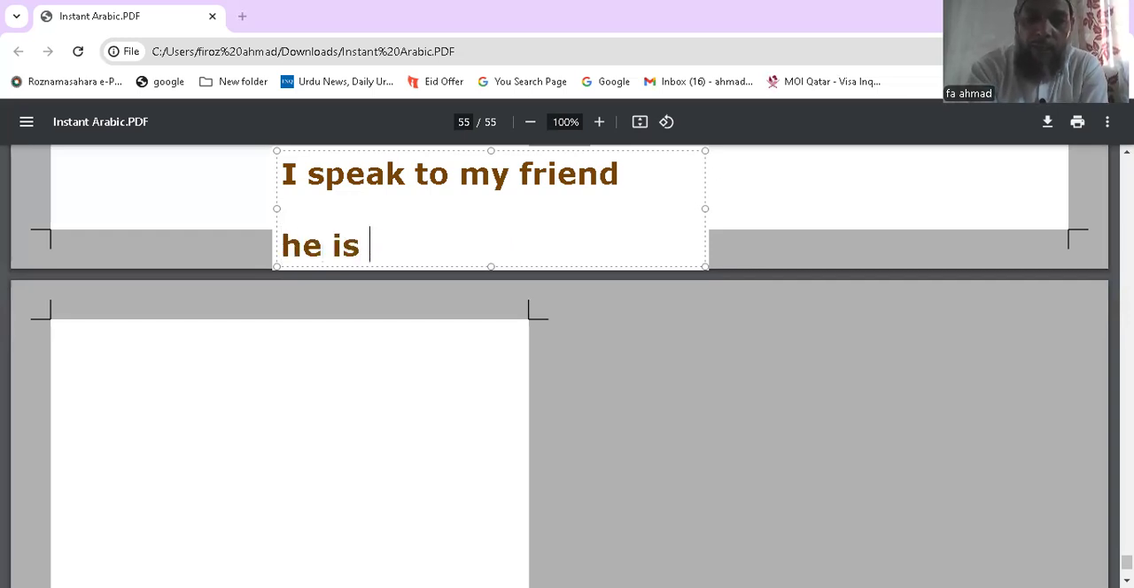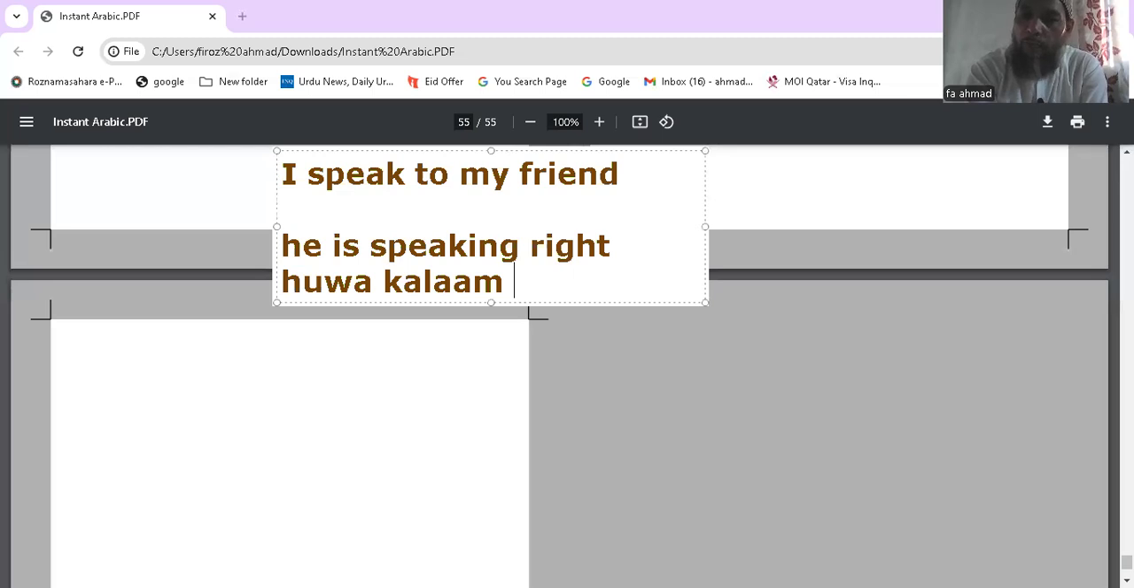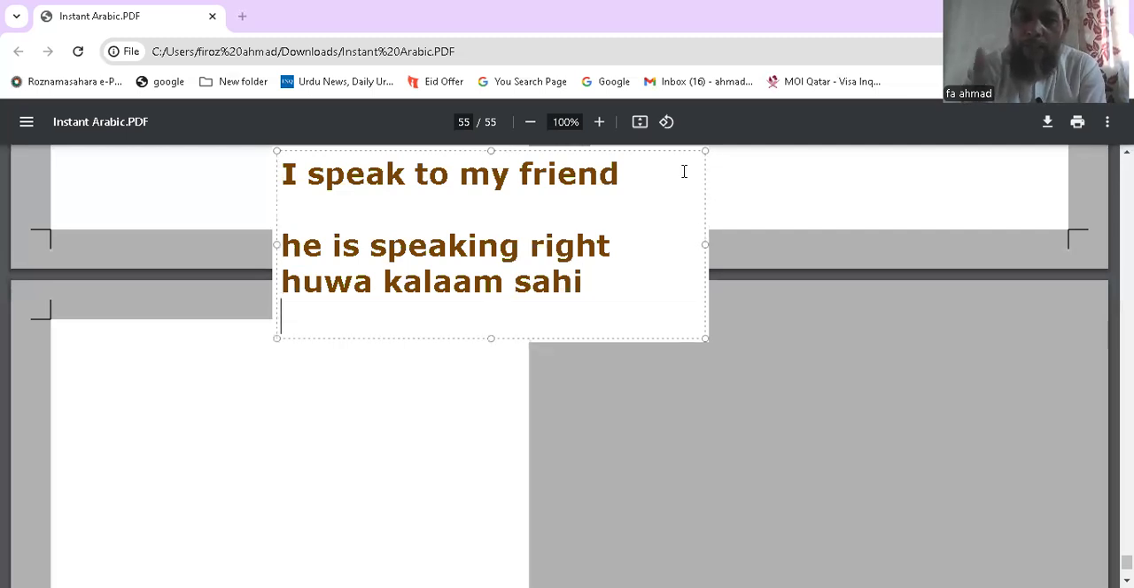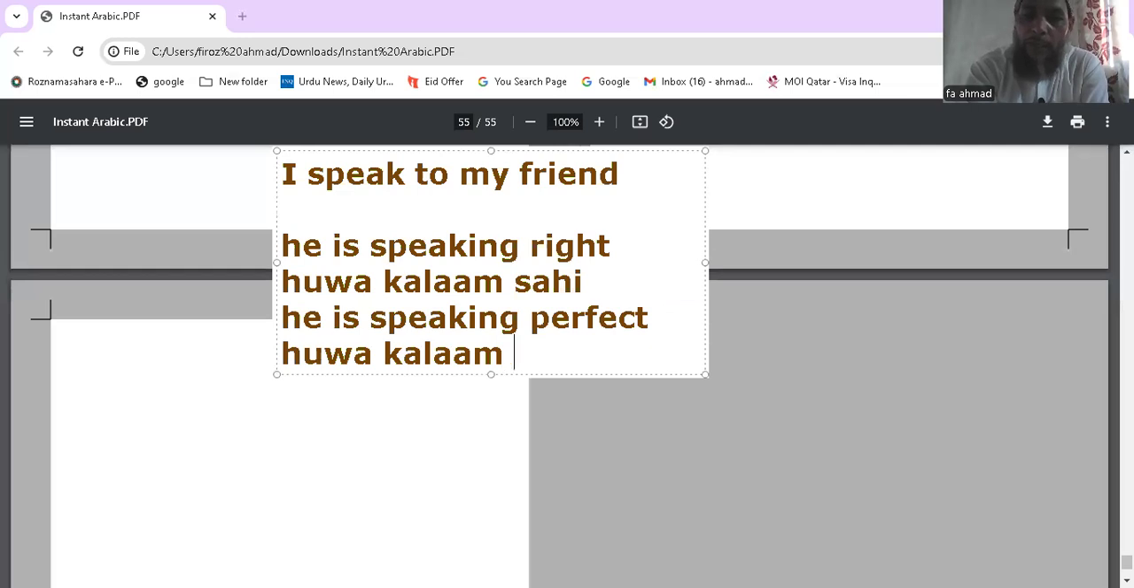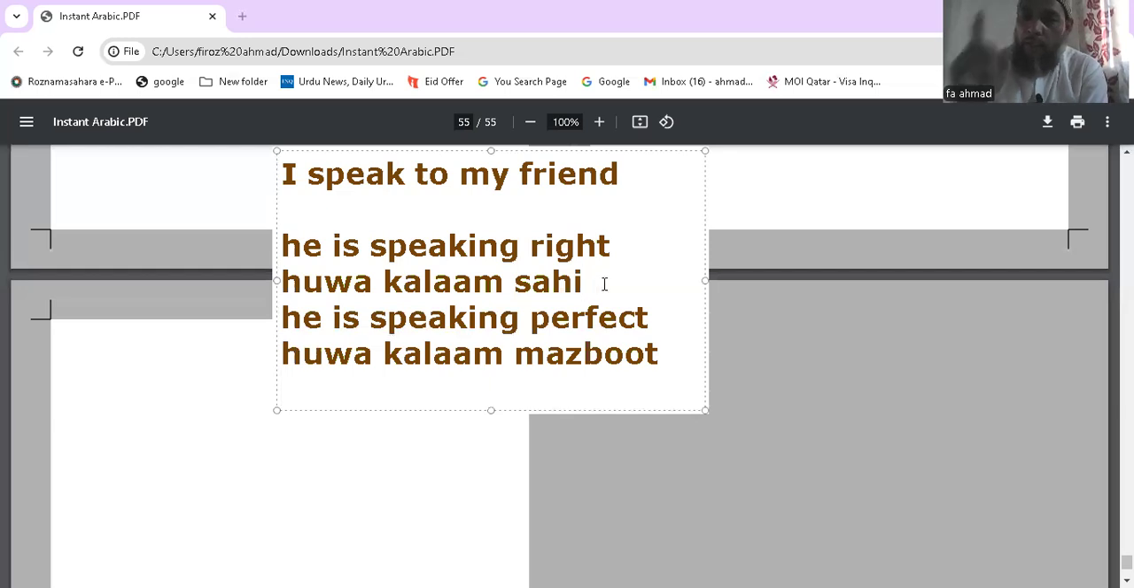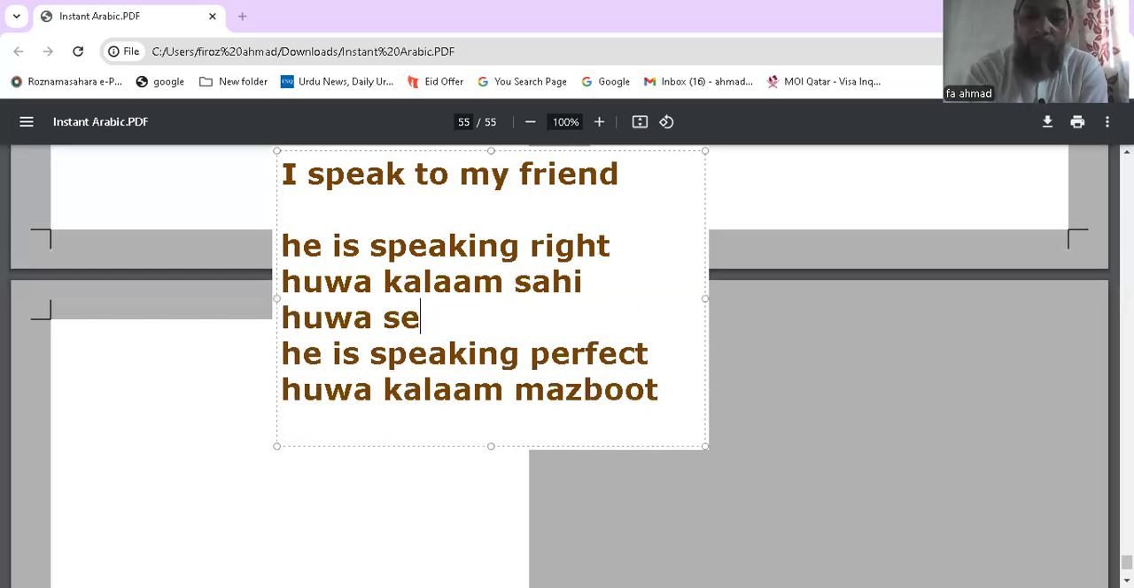He is speaking right: huwa kalam sahih, or huwa kalam seedha. He is speaking perfect: huwa kalam mazboot. He is speaking excellent: huwa kalam mumtaz. He is speaking 100%: huwa kalam miya miya.